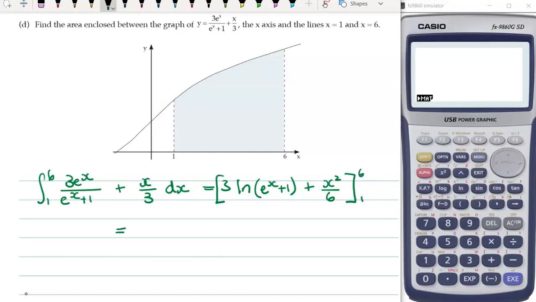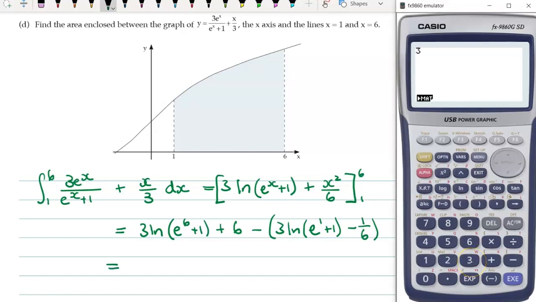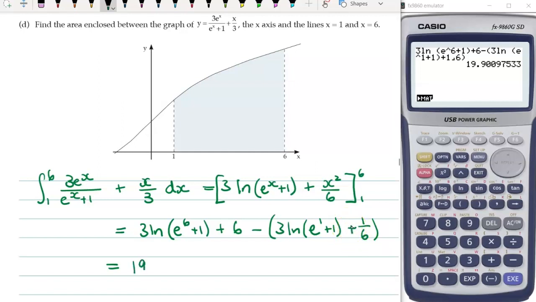So now let's pop in our limits. So we have 3 log of e to the 6 plus 1, plus 36 over 6. So that cancels to just be 6. Take away 3 log of e to the 1 plus 1, minus a 6. And pop it in the calculator. I'll just pause while I do that. I did make one tiny little mistake just then. That should have been a plus. I've just fixed that up. So it's 19.9 for our area.